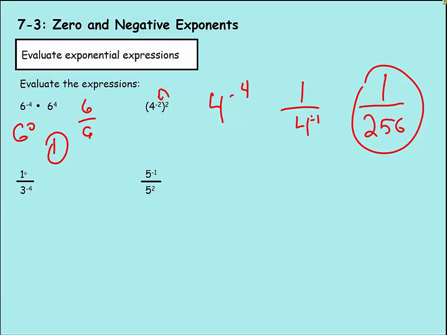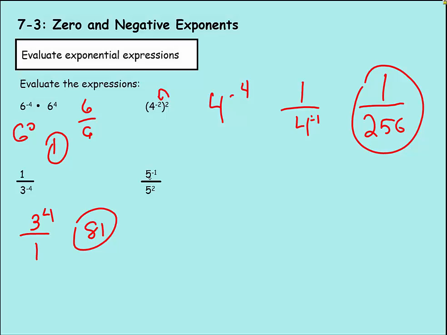So we could do the reciprocal of this and then make this the positive 4th power. So we'd have 3 over 1, and then the 3 is to the positive 4th power. 3 to the positive 4th power is 81, so we have 81 over 1, or just 81.